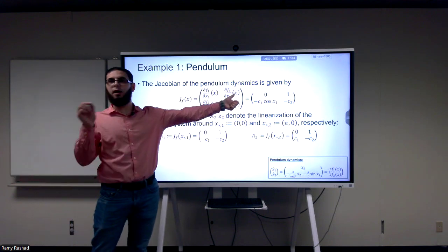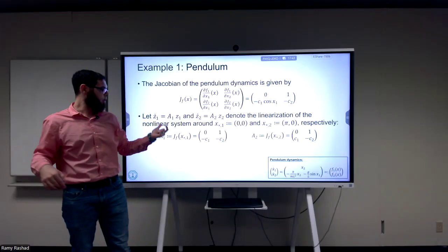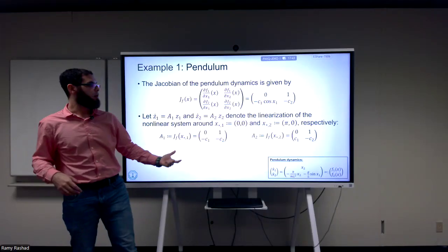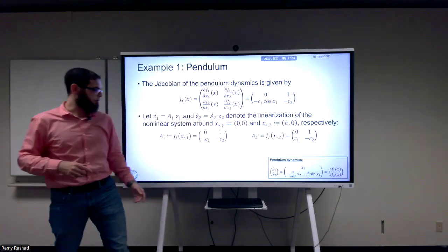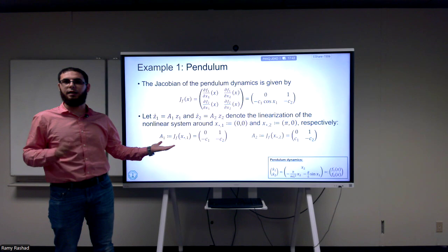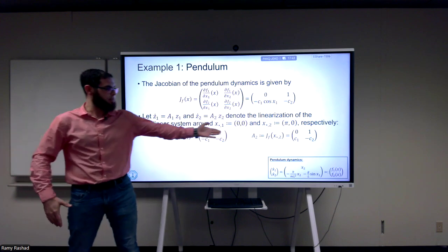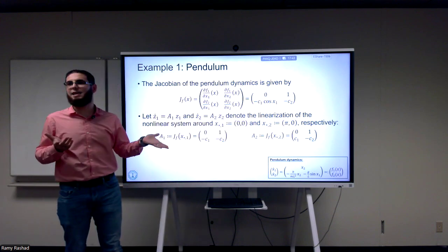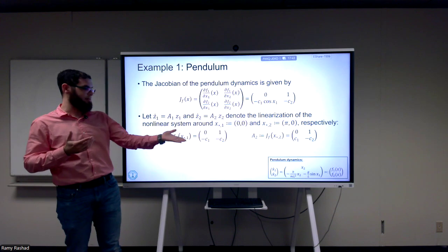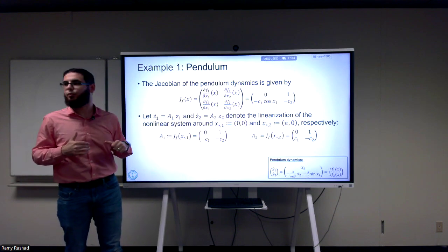If you plug the first equilibrium point, 0, 0, into this Jacobian, you're going to get this matrix. If you plug in pi and 0, you're going to get this matrix. So this is the linearized system around the downward position, and this is the linearized system around the top position. The question is, which one of these is stable and which one is unstable? Can we look at these matrices and derive the eigenvalues and see whether they are positive or negative?